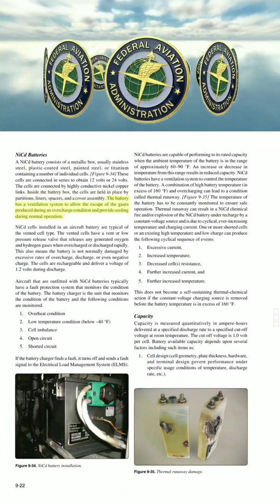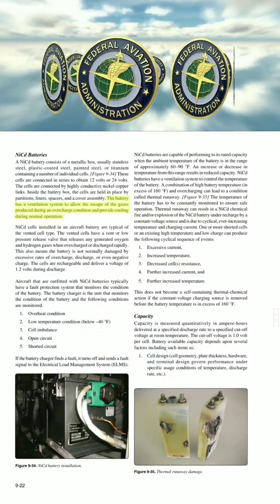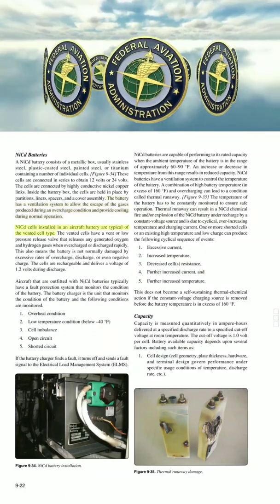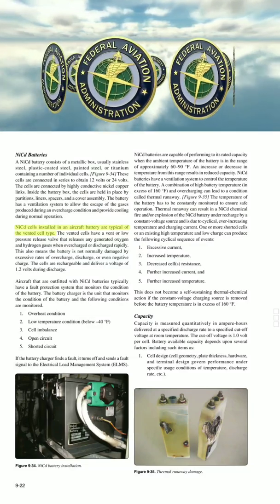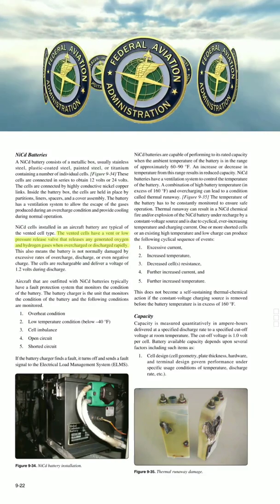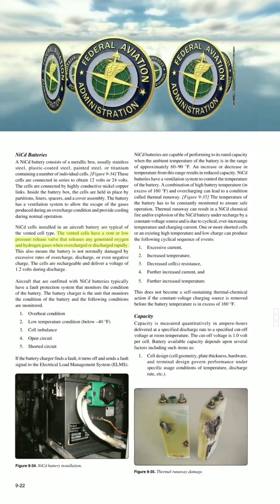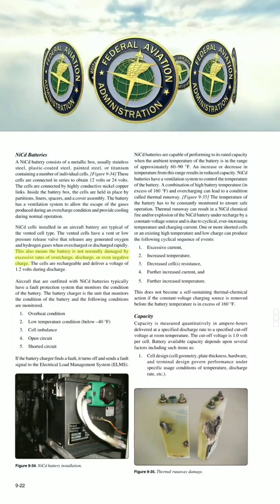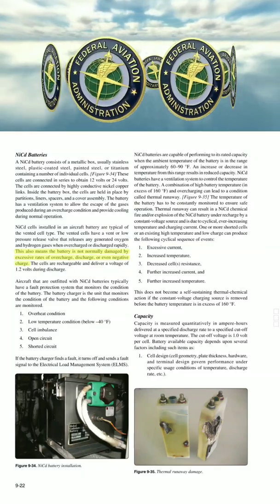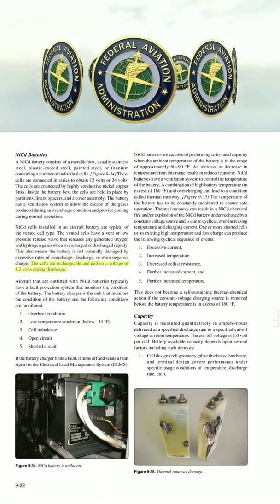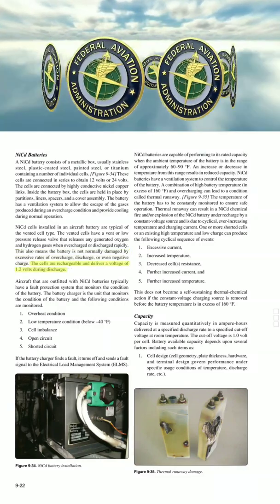The battery has a ventilation system to allow the escape of the gases produced during an overcharged condition and provide cooling during normal operation. NiC cells installed in an aircraft battery are typical of the vented cell type. The vented cells have a vent, or low-pressure release valve that releases any generated oxygen and hydrogen gases when overcharged or discharged rapidly. This also means the battery is not normally damaged by excessive rates of overcharge, discharge, or even negative charge. The cells are rechargeable and deliver a voltage of 1.2 volts during discharge.